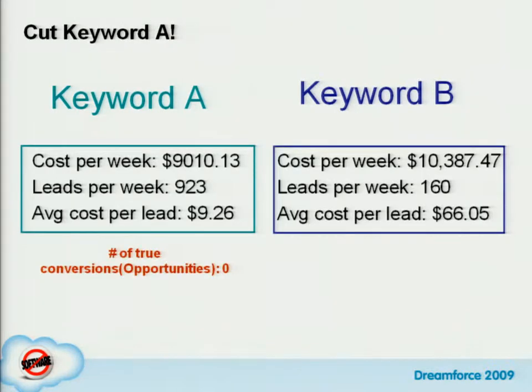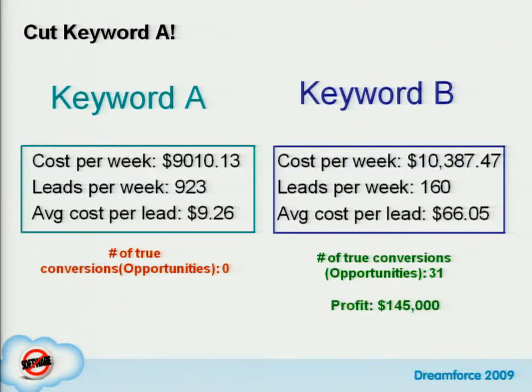So once we started tracking AdWords into Salesforce, we started using the SFGA integration. We found out that keyword A actually has 0 opportunities, where keyword B has 31 opportunities per week. So keyword A has officially cost you $9,000 a week and has not made you a single dollar. Keyword B brings in $145,000 in profit per week.